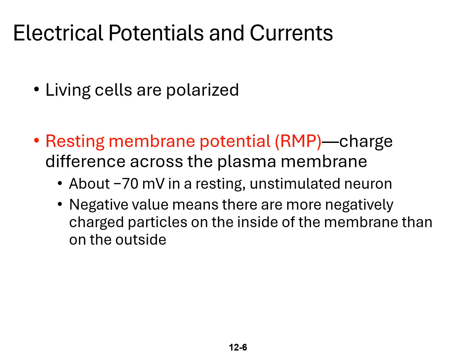So all living cells are polarized. They have a different charge between the inside and outside of the membrane. That difference is called the resting membrane potential. That's the difference between the outside and the inside. And in most cells, it's around negative 70 millivolts. Some neurons can be negative 90, some cells can be in the hundreds, but for the most part, we'll just arbitrarily say negative 70 is our resting, unstimulated neuron, just sitting there resting. And it being negative means there's more negative particles on the inside than on the outside.